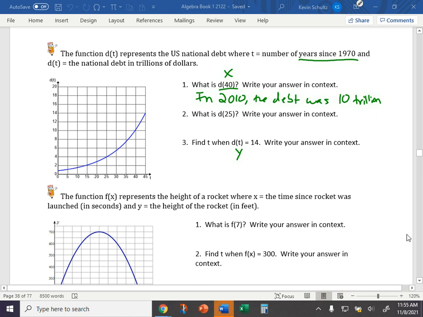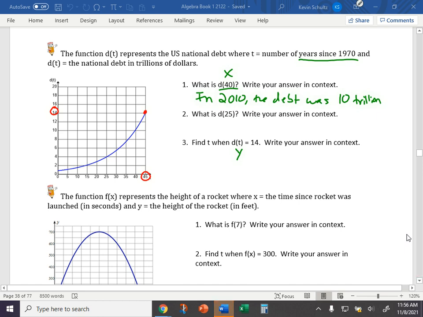Find t, right? That's the one where it gives us the y, and we have to solve for the x. In this case, our x is the t, the time axis here. But again, we're being given y. Find t when y is 14. So we go to the y-axis and we look for 14. What's the x value of that ordered pair that's on the line? I shouldn't call it a line, but yeah, Lauren, 45, right? When y is 14, x is 45. That's where the graph crosses it.